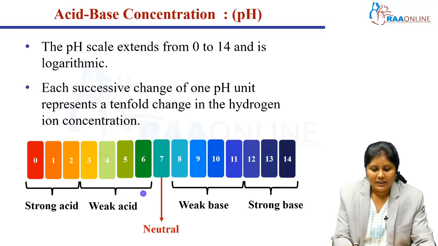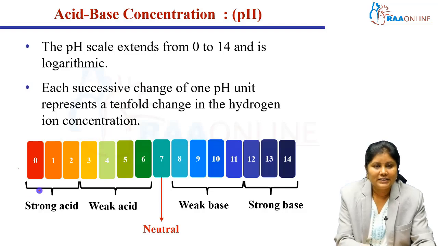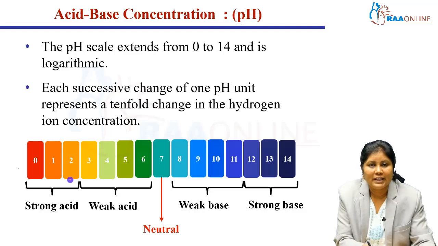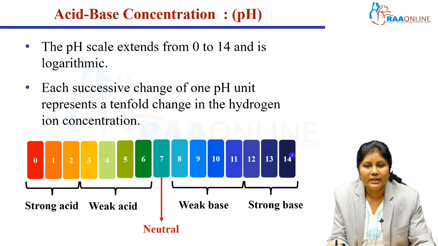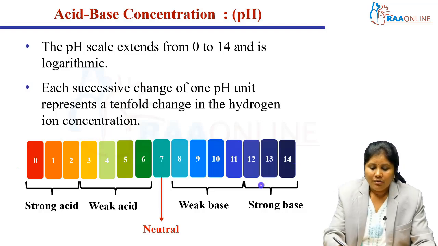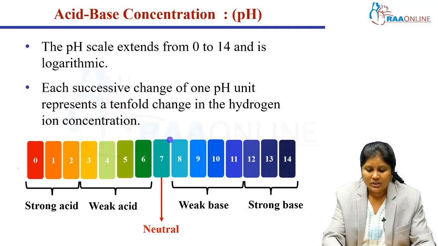Okay, pH from 6 to 3 represents the weak acid, and if the pH is less than 3, it is a strong acid. Whatever is less than 7 is an acid, and more than 7 we call a base or alkali. pH 8 to 11 is the weak base, and pH more than 11 up to 14 is strong base. Our blood pH ranges somewhere here, 7.4.